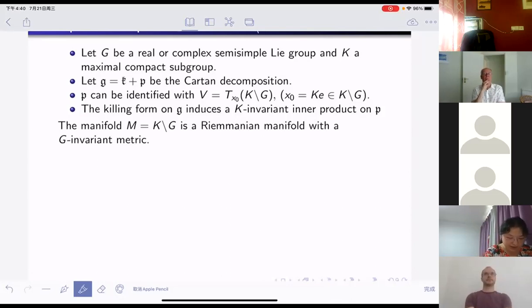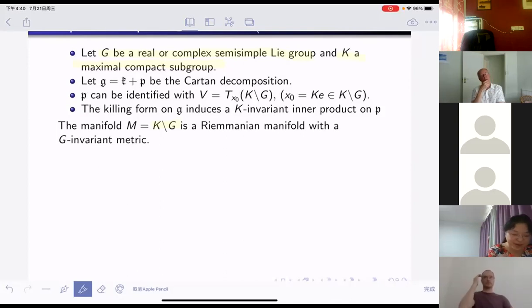So here in the context, we have a real or complex semi-simple Lie group G and a maximal compact subgroup K. And the manifold we are going to consider is the homogeneous space G mod K. And to study representation theory of G in relation to operators on this space, one needs to have some geometric operators like Dirac operators to do it, and one needs to have a Riemannian manifold structure.